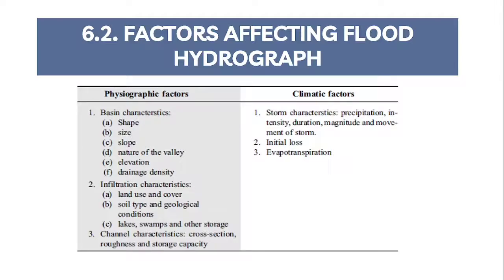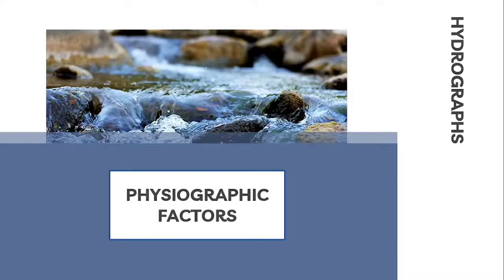So generally, the climatic factors control the rising limb, and the recession limb is independent of storm characteristics, being determined by catchment characteristics only. So, most of the factors listed in this table are interdependent. Further, their effects are very varied and complicated. So, let's first discuss the physiographic factors.